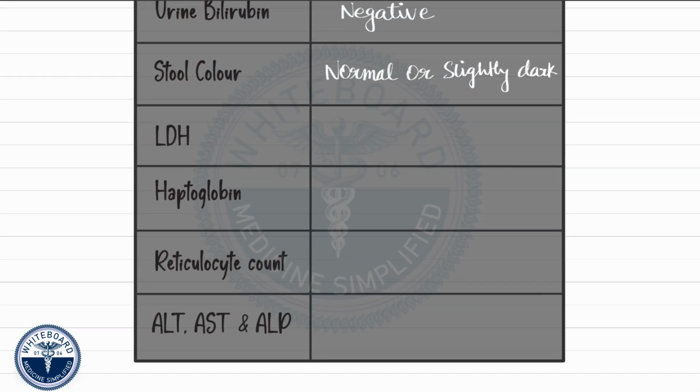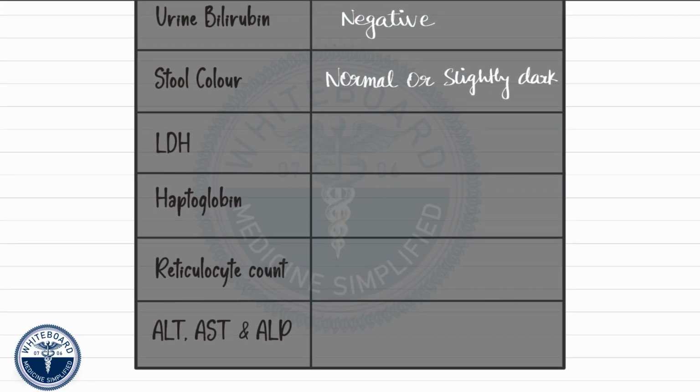In other lab investigations, the lactate dehydrogenase is markedly elevated, as LDH is the enzyme found inside the RBCs. When cells rupture, it releases into the bloodstream, so there is an elevated level. The level of haptoglobin is low or absent, as haptoglobin is a protein that binds free hemoglobin released from the broken RBCs in the blood to clear it. So in hemolysis, it gets used up, leading to a very low level.